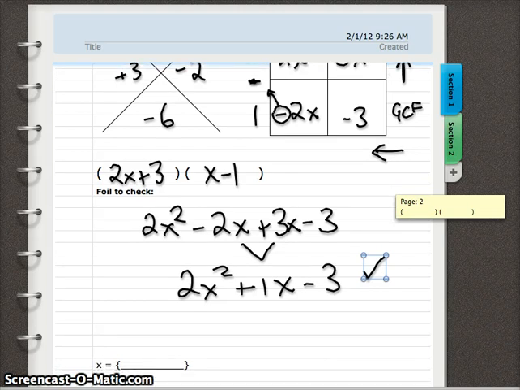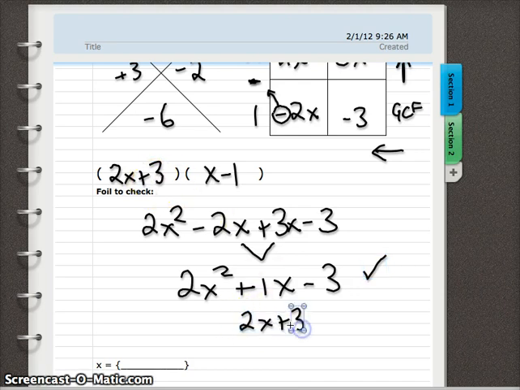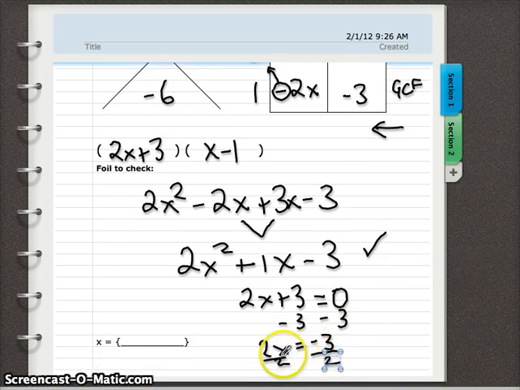In order to solve for x, we set each of the values in the parentheses equal to 0 and solve for x. So we got 2x plus 3. That's our first parenthesis set. Set it equal to 0 and solve for x. Subtract 3 from both sides, and then just divide both sides by 2. Scoot it down a little bit. There we go. And that gives us x is negative 3 over 2.